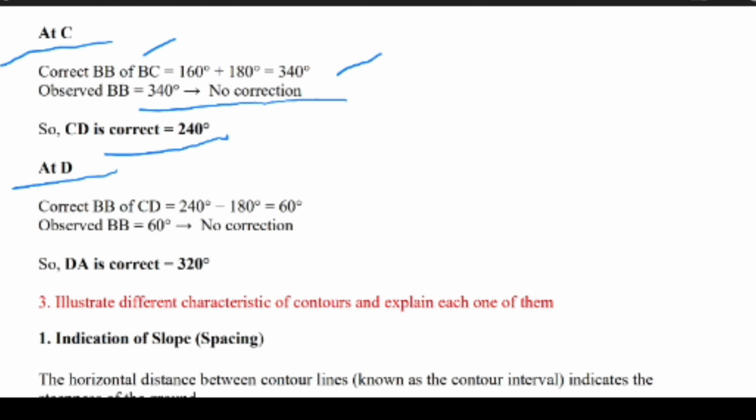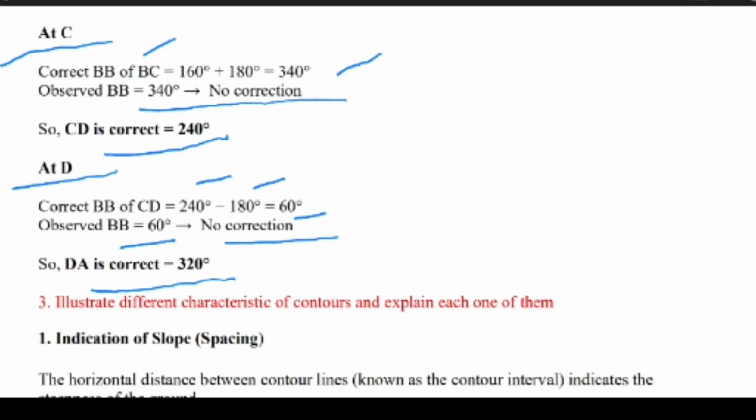Same way go for D. Back bearing of CD is equal to 240 minus 180 degrees, since it is more than 180. That is why you did minus. Back bearing 60 degrees. There is no correction for that. So DA, if you correct, you will get a DA value of 342 degrees.